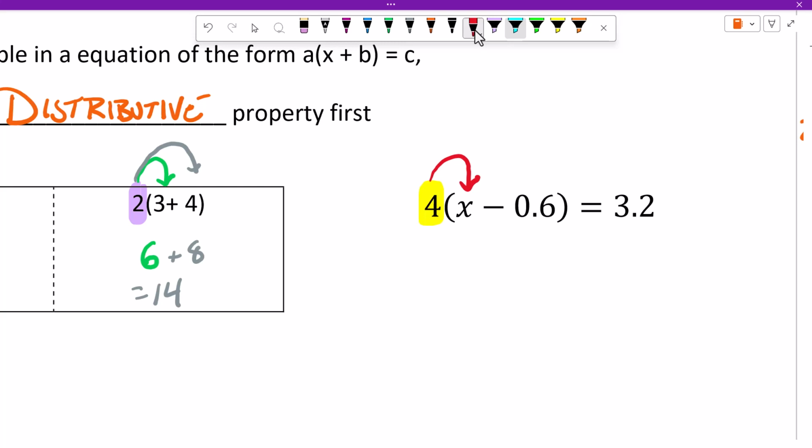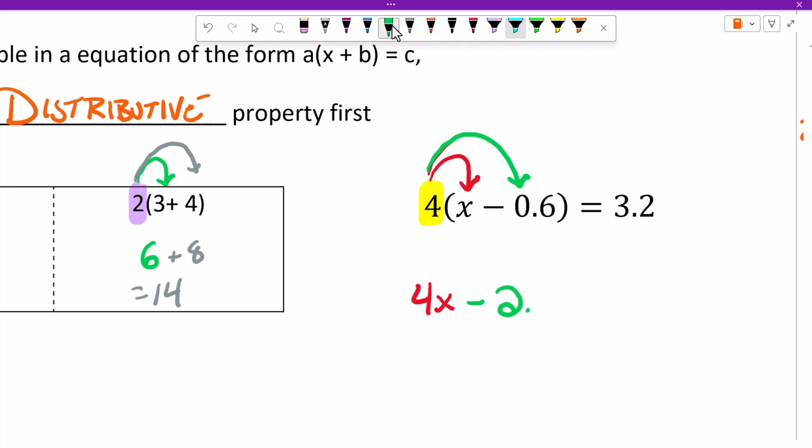What do I write down? 4x. 4 times x is just 4x. And then I take that 4 and I multiply it to, change colors, the next thing in the brackets. So you go 4 times 0.6. Right? So what number do we get there? 2.4. Is it positive 2.4 or negative 2.4? Negative. Because a positive and a negative makes a negative.